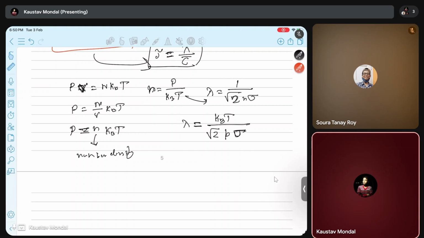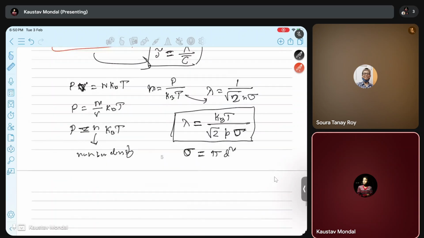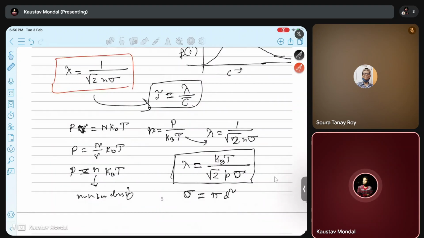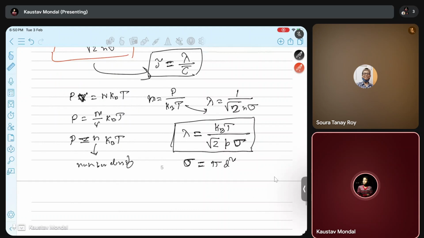And for a spherical monoatomic gas, sigma is basically pi d square, where d is the diameter of the gas molecule. So this is a very important relation also. These are very useful relations. So from the pressure itself you can calculate the lambda now.